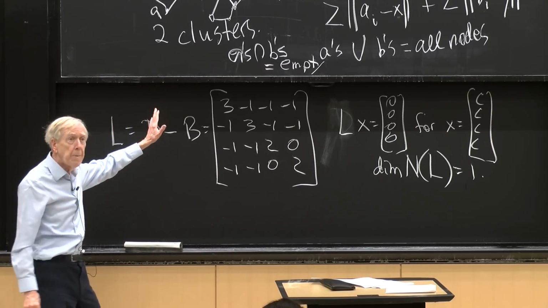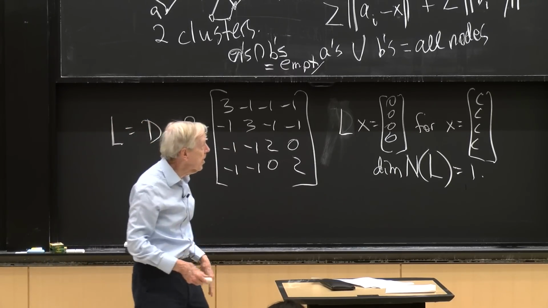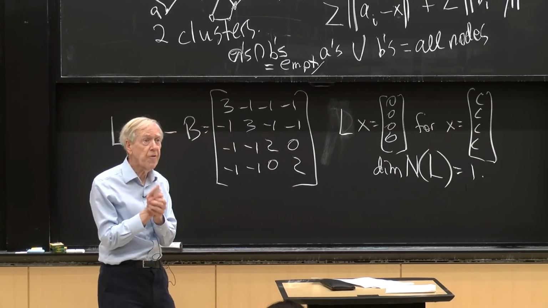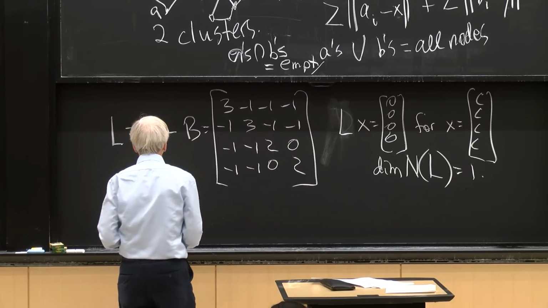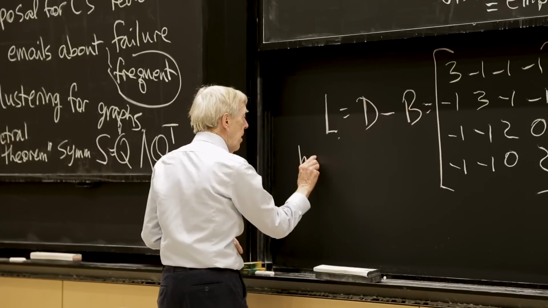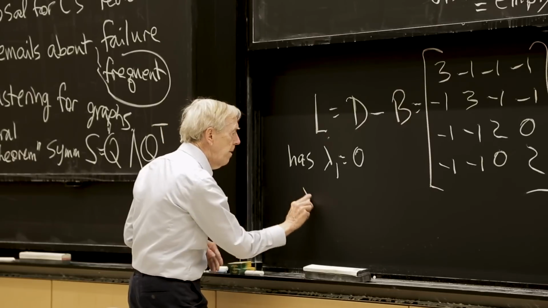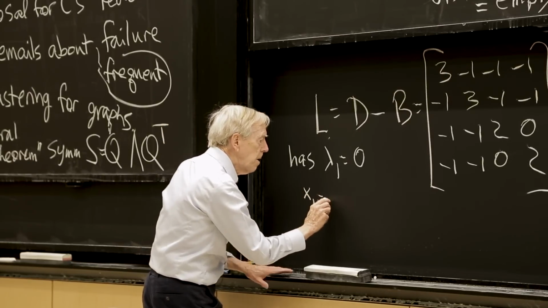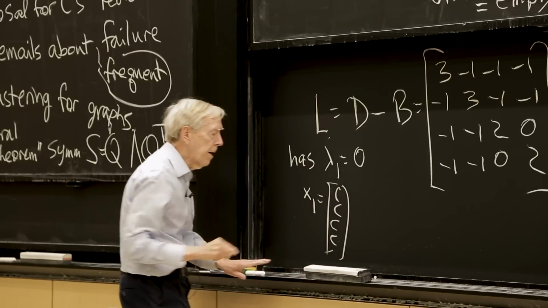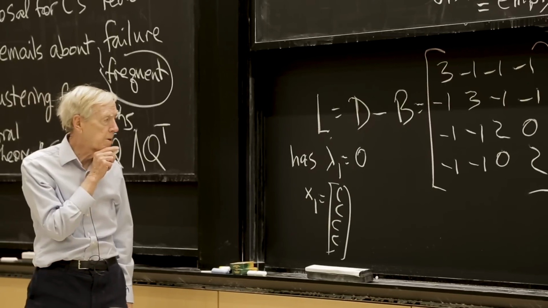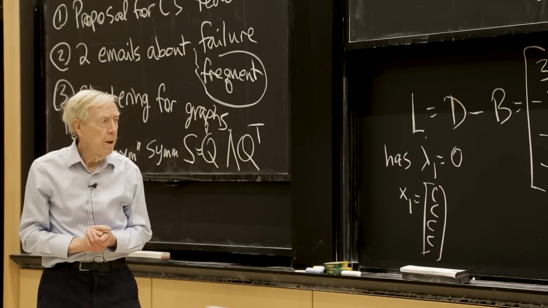And that will always happen with the graph setup that I've created. So that's the first fact, that this positive semi-definite matrix L has lambda 1 equals 0, and the eigenvector is constants. C, C, C, C, the one-dimensional eigenspace, or 1, 1, 1, 1 is the typical eigenvector. Okay.